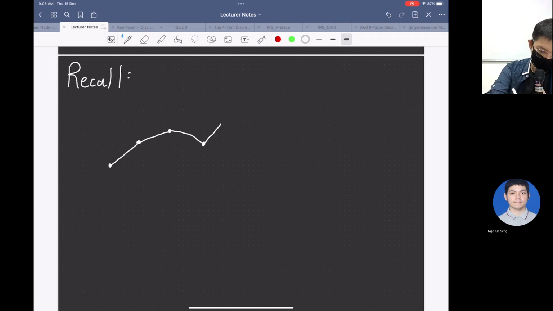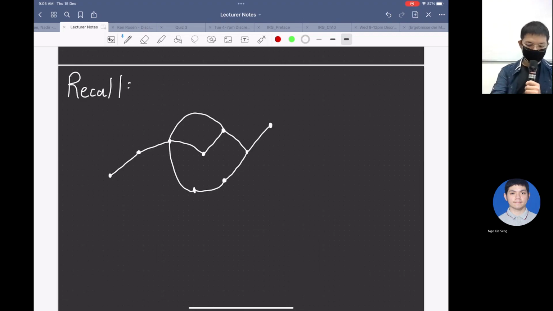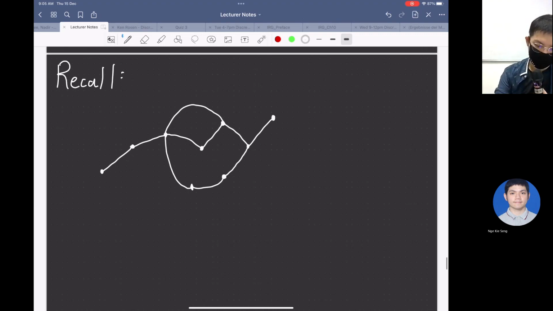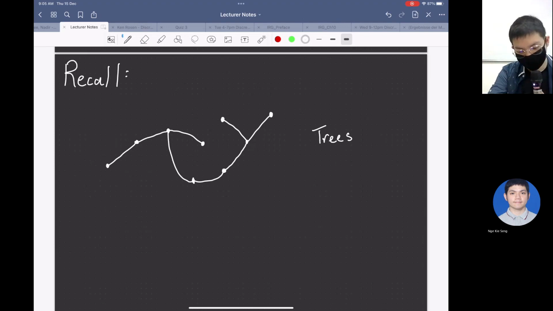Okay, so a graph consists of two data: one is the vertex set, one is the edge set. Then we try to color the graph and look locally at how the graph looks. Then we enter the subject called trees. In trees, we don't want a simple circuit, so we'll remove some edges to make it a tree.